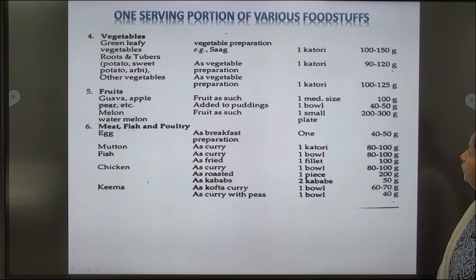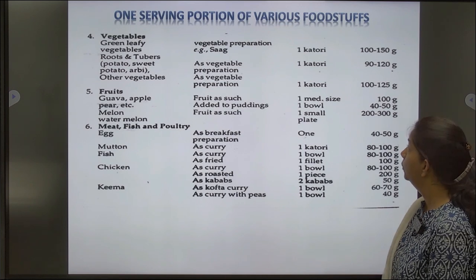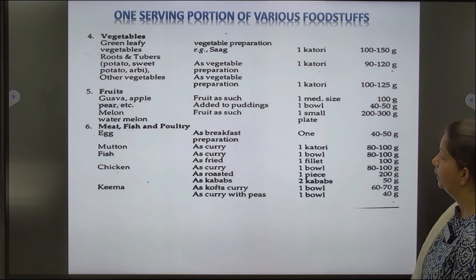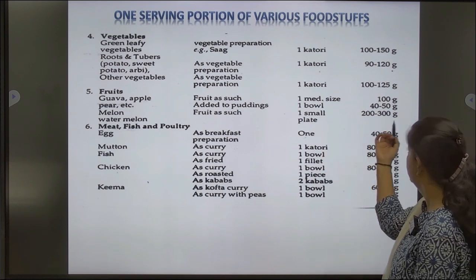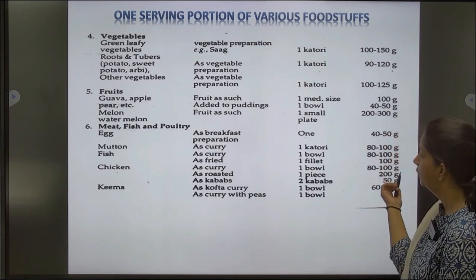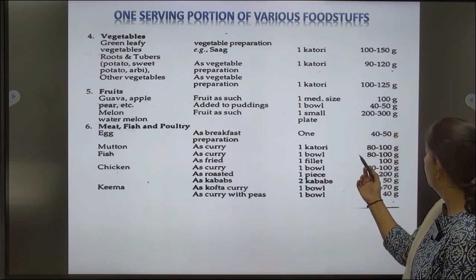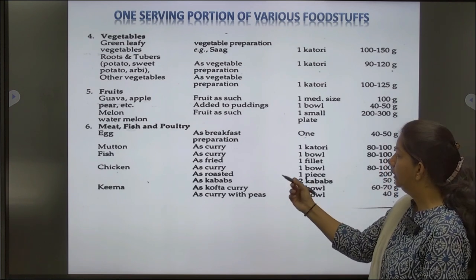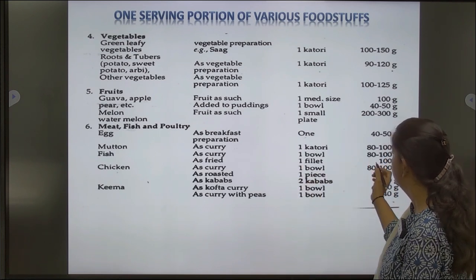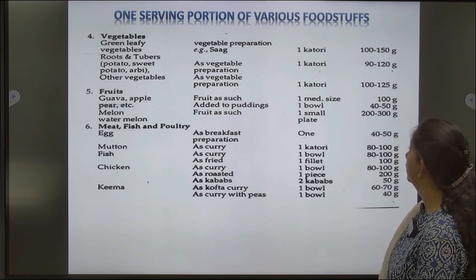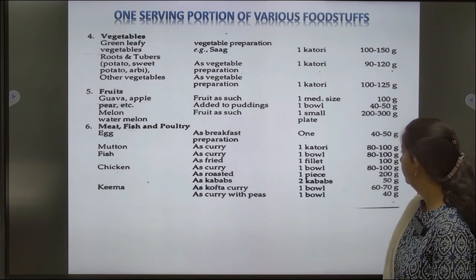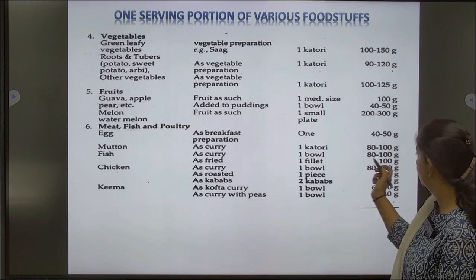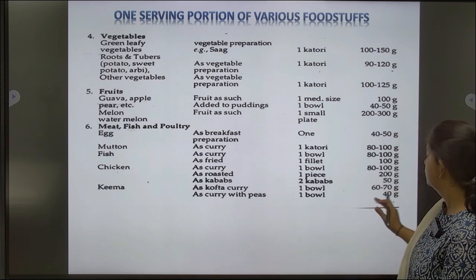Then one serving of various foodstuffs like one katori vegetables, 100 to 150 grams. Fruits, one katori is 100 to 120 grams, 125 grams. Meat and fishes, one egg of 40 to 50 grams. And fish, chicken, it's different according to the portion size we are using. Like one katori is 80 to 100 grams, one bowl is 80 to 100 grams, and so on.